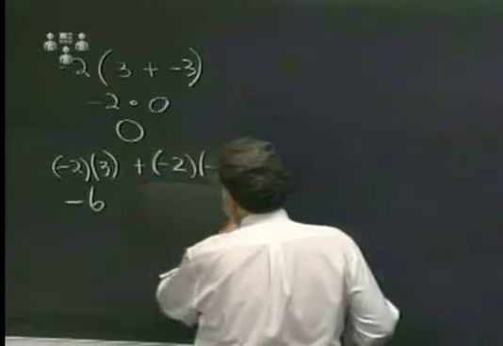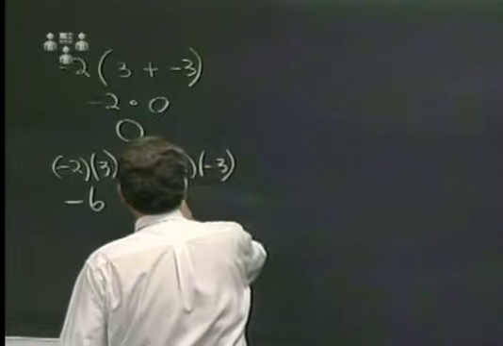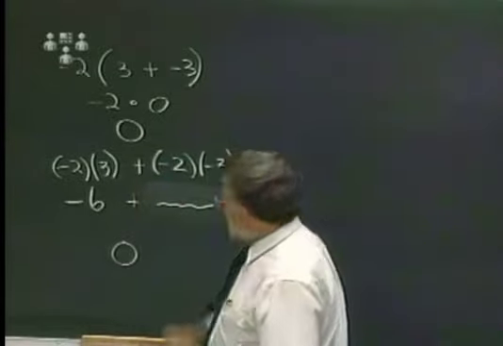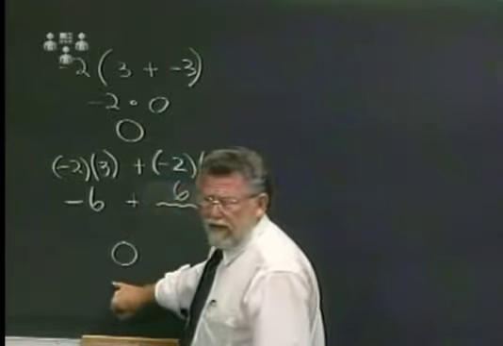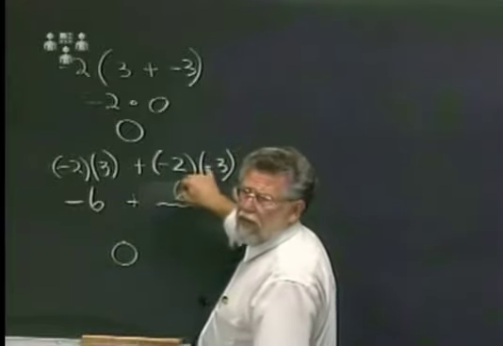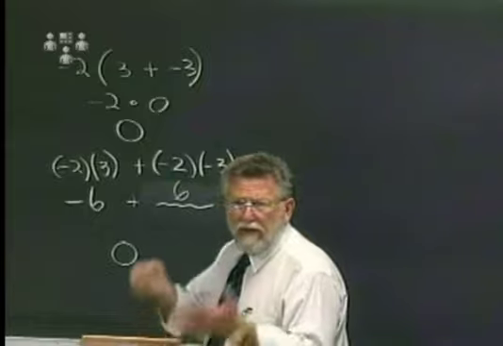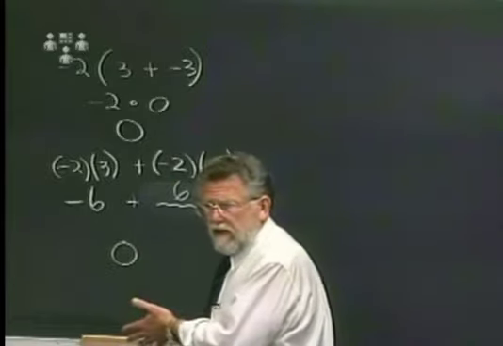Well, this part here has to be something, so when I add these, I get 0. So this has to be a 6 in order to get that 0. So negative 2 times negative 3 has to be that positive 6. So we get the argument that a negative number times a negative number is positive.